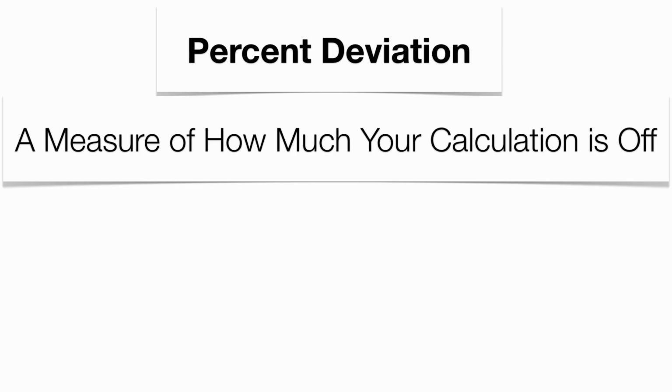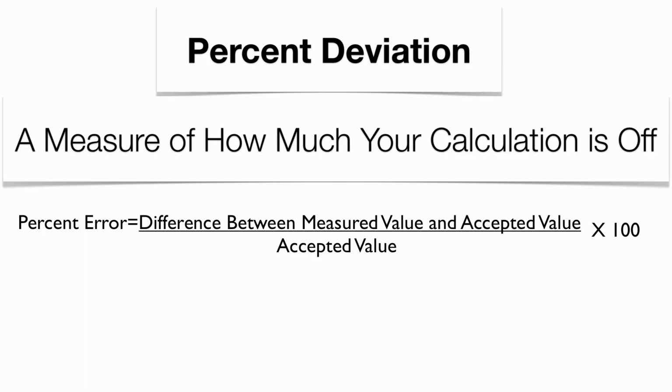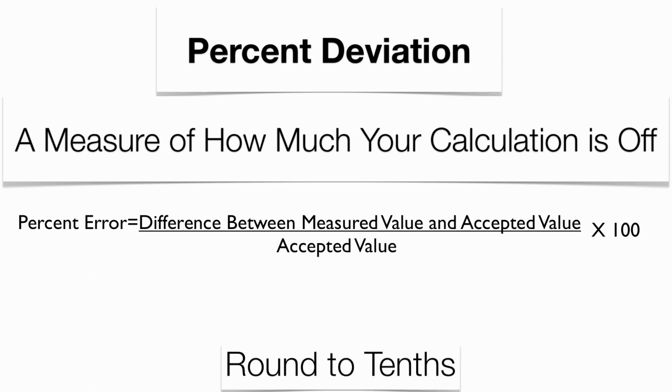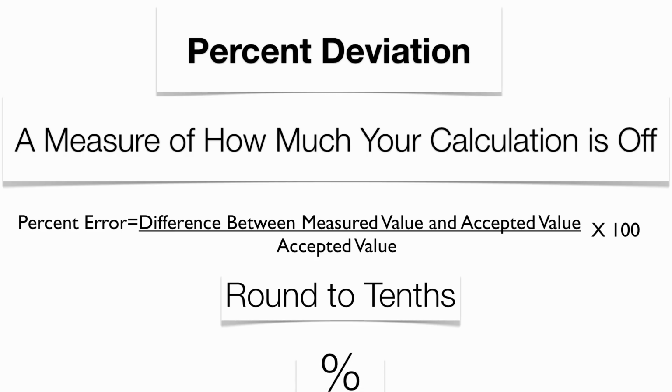Finally, percent deviation is a formula that was in the old reference table and is still part of the curriculum, so it's important for us to touch base on this. Percent deviation is basically how much your measurement is off from what the actual value should be. So it's a measure of how much your calculation is incorrect. It's the difference between your measured value and accepted value. So you subtract the 2, divide by the accepted value, and take that whole expression and multiply it by 100. You're going to round to the tenths, and your unit here is going to be a percentage.